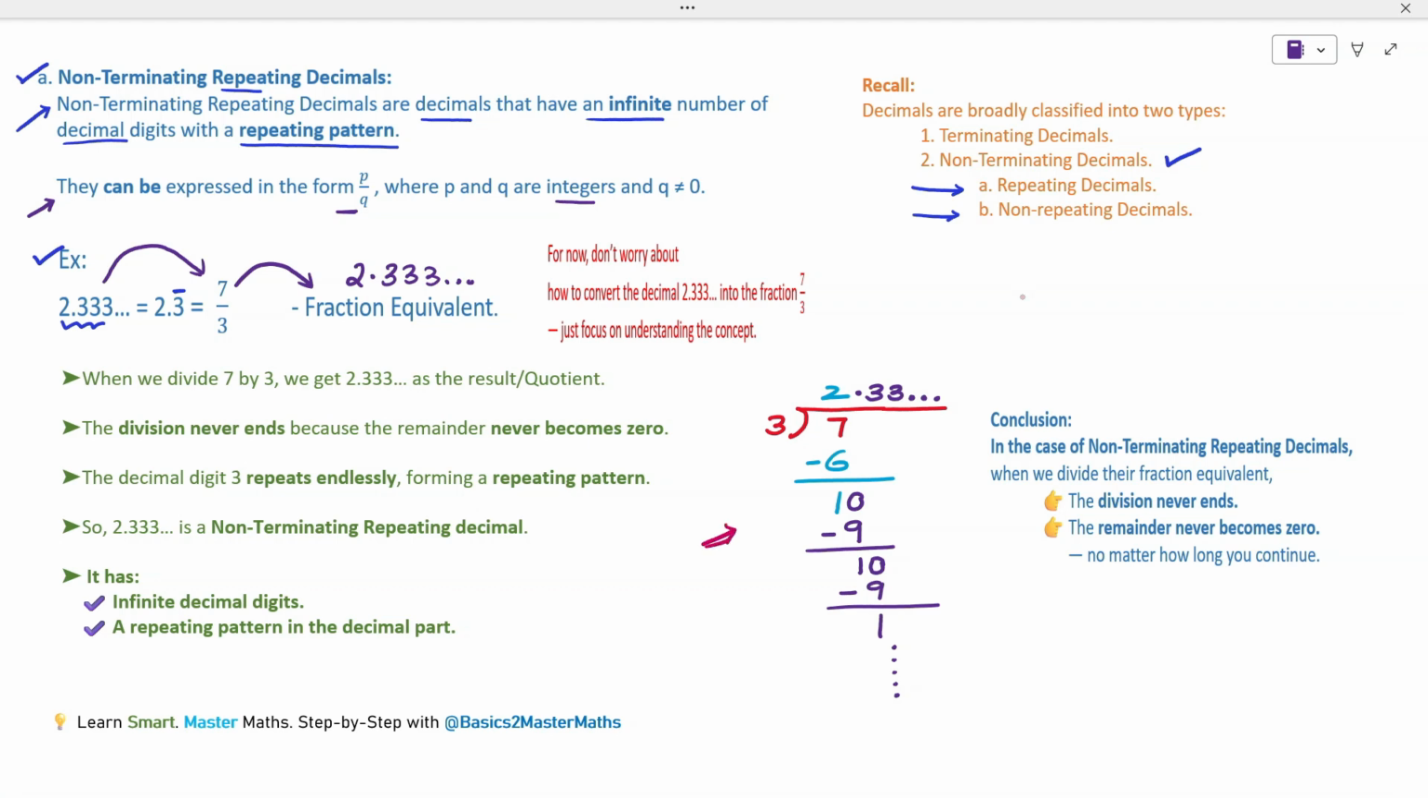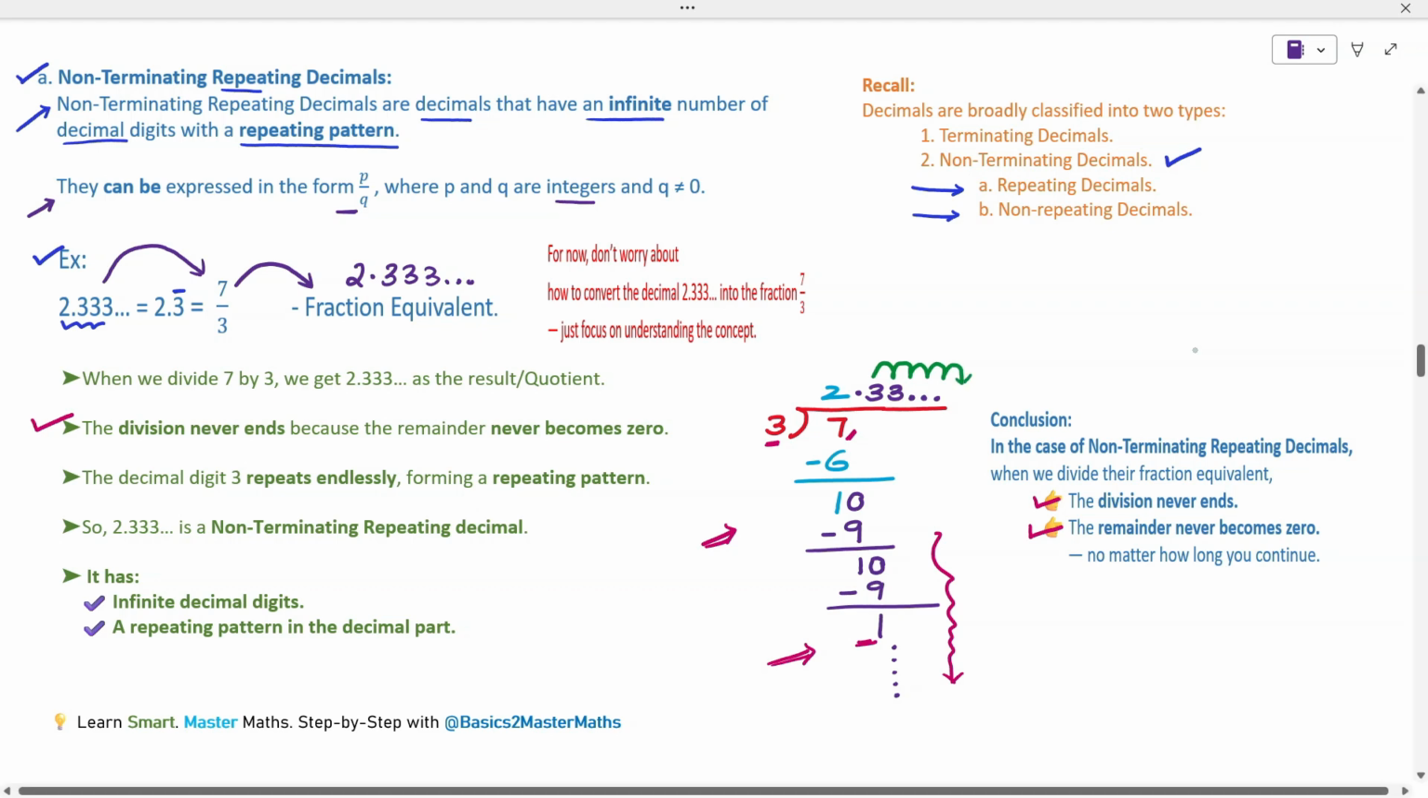Observe here, when we divide 7 by 3, the division never ends and the remainder never becomes 0. Got it? Also, the decimal digit 3 repeats endlessly, forming a repeating pattern. Got it?